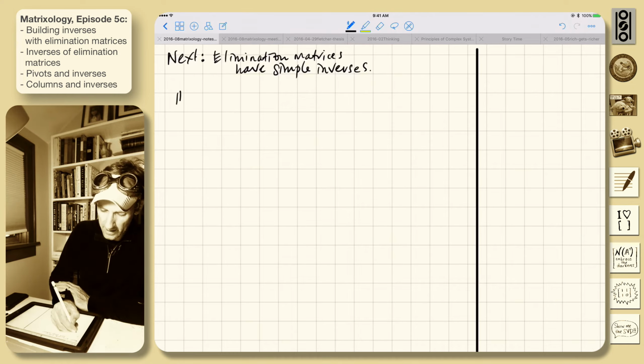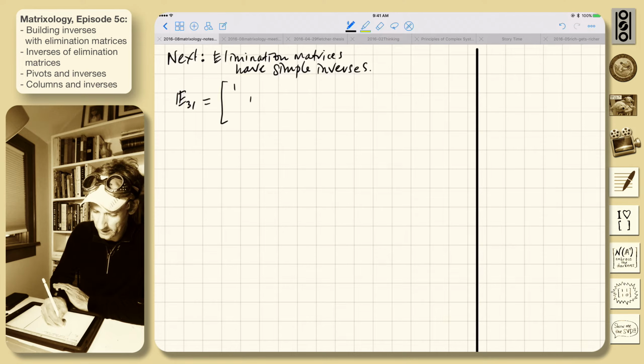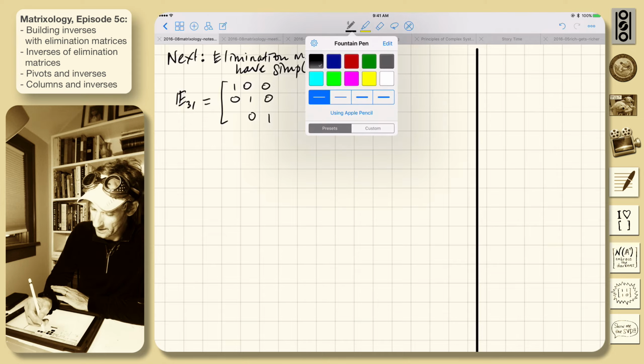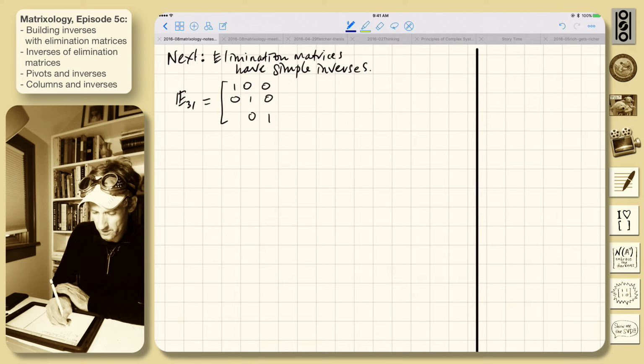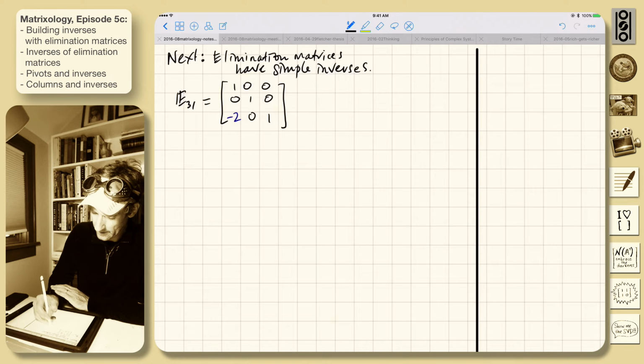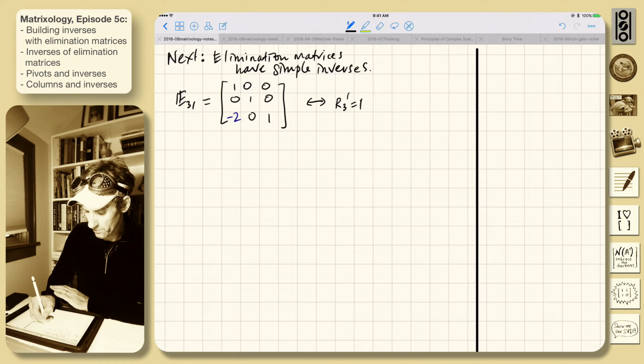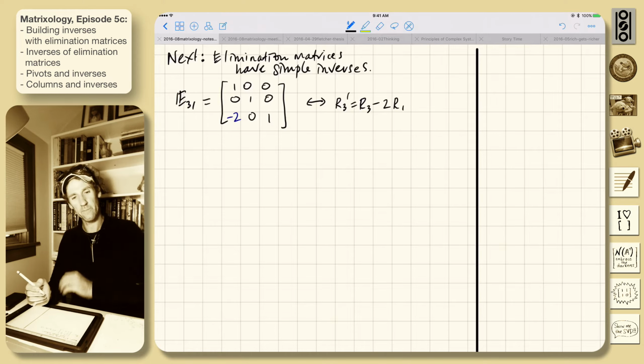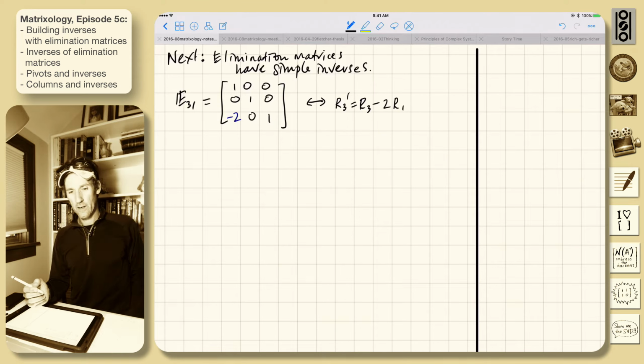So if we had, say, E31, let's say this is a 3 by 3 problem, it all looks like the identity matrix, and then maybe it has a number here, so this is -2. So what is this thing doing? This is equivalent to saying row 3 prime equals row 3 minus 2 times row 1. Right, that's equivalent to that.